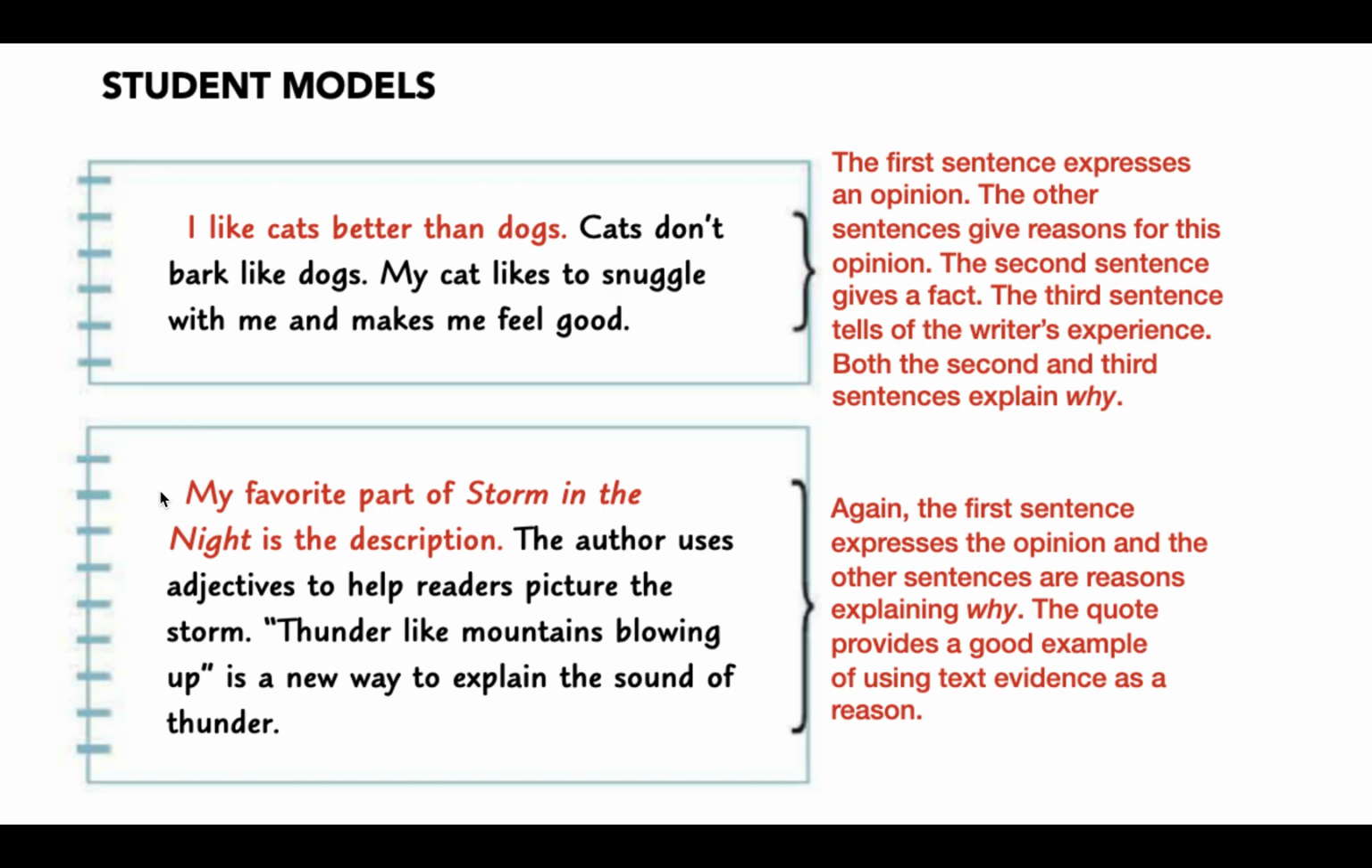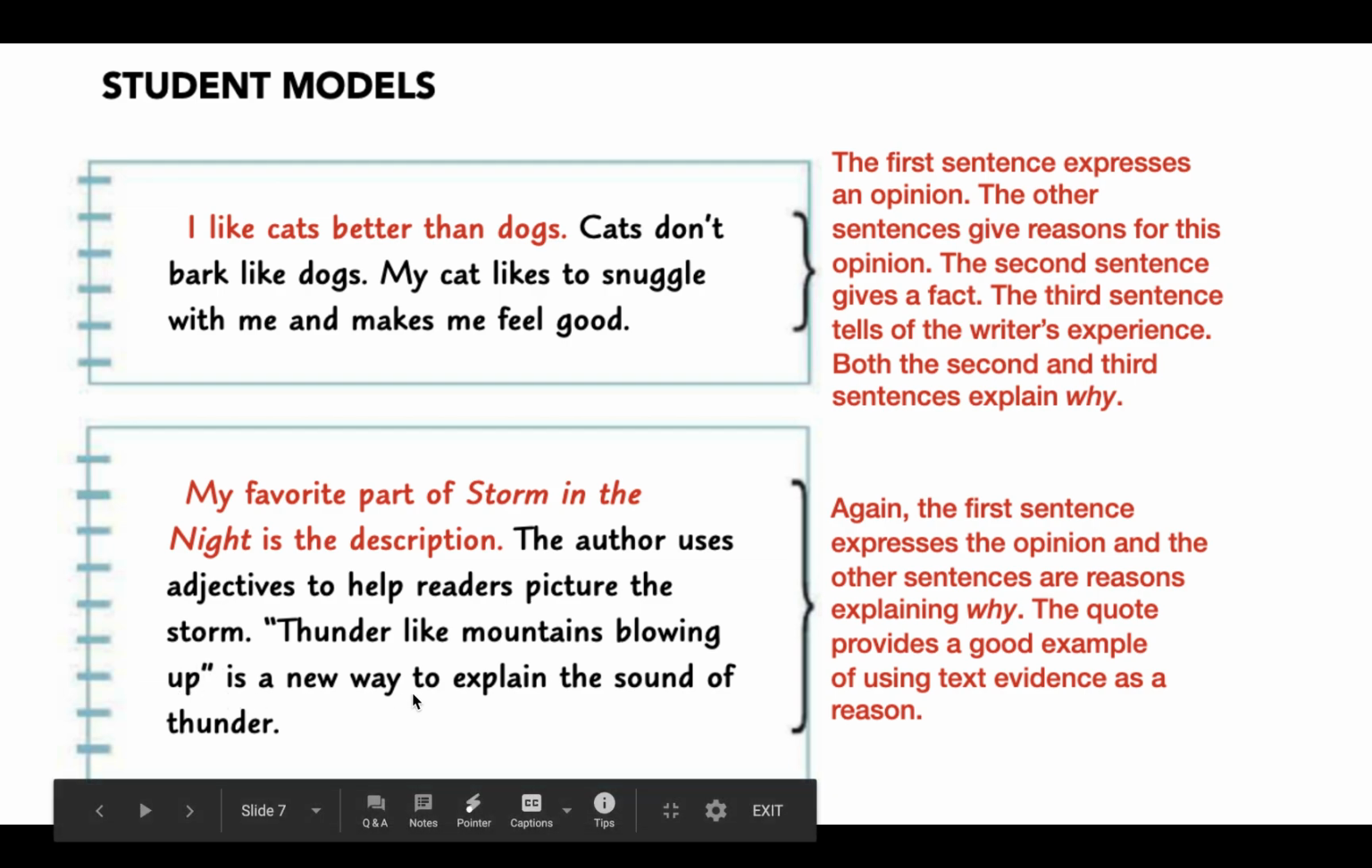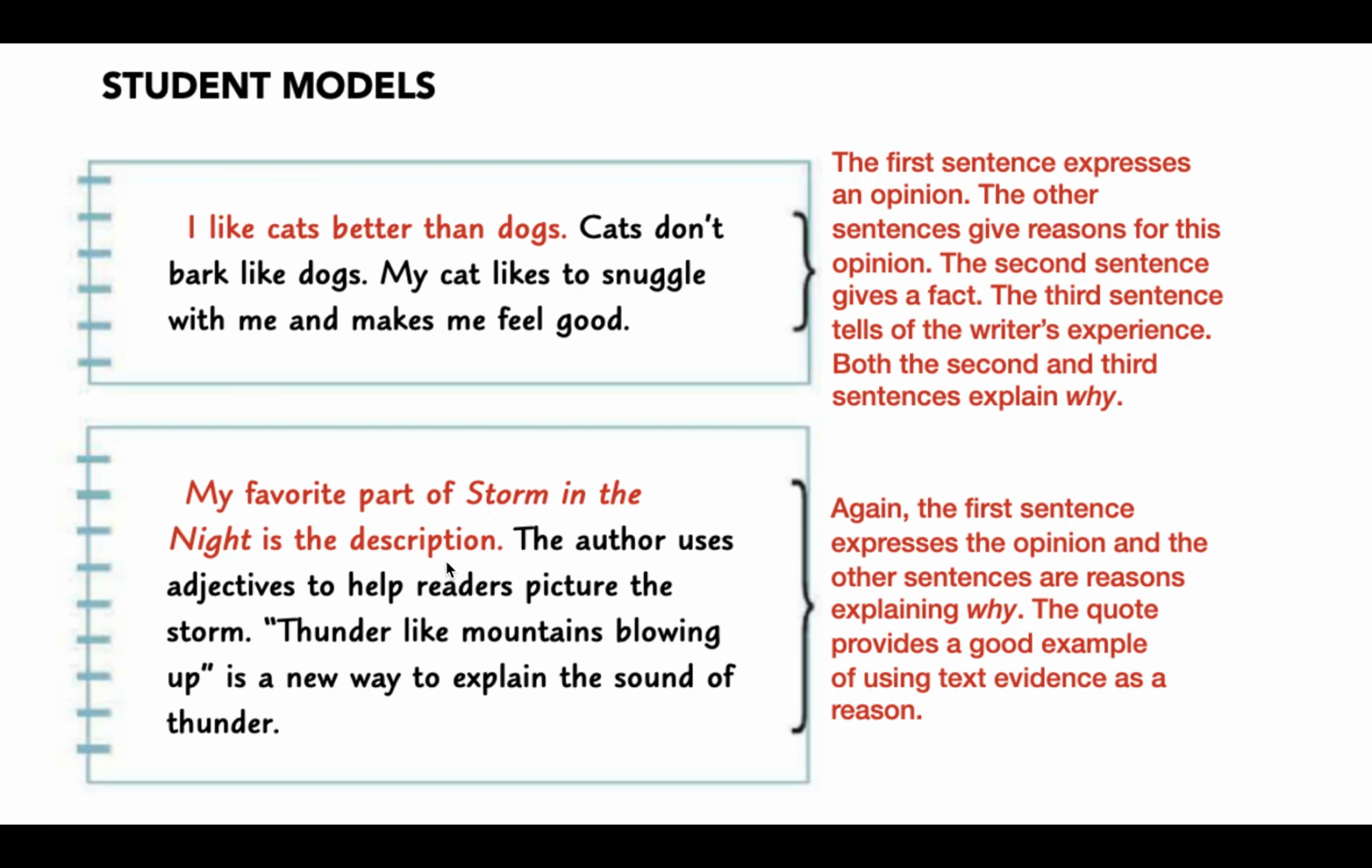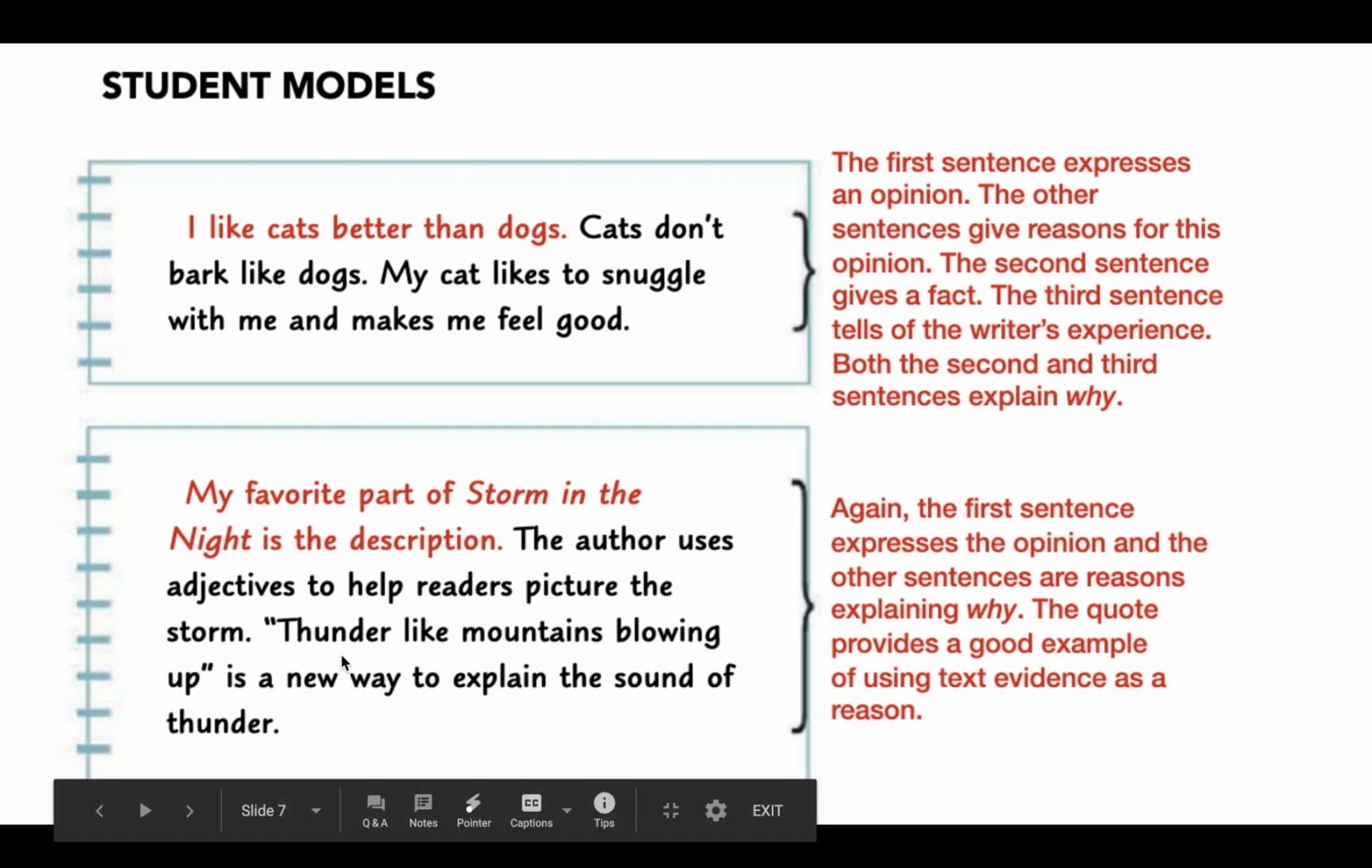The second example: my favorite part of Storm in the Night is the description. The author uses adjectives to help readers picture the storm. Thunder like mountains blowing up is a new way to explain the sound of thunder. Again, this first sentence expresses the opinion, and the other sentences are reasons explaining why. The quote right here, remember we talked about quotation marks? So the quote provides a good example of using text evidence as a reason.